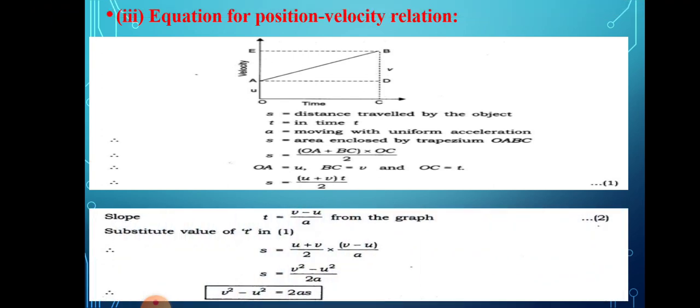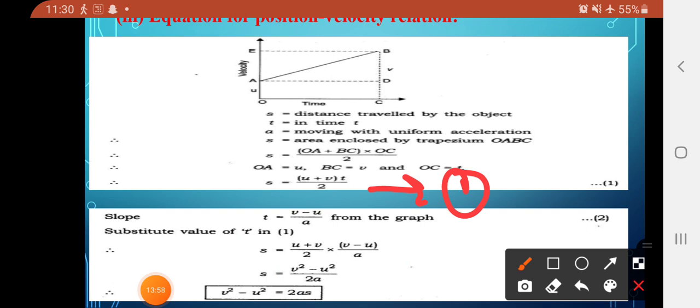Here the slope gives T is equal to V minus U divided by A, from the graph. So from the graph T is V minus U divided by A, and we substitute the value of T in equation 1. So here we have equation 1 and equation 2. By substituting, we derive the equation S is equal to U plus V divided by 2 into V minus U divided by A.